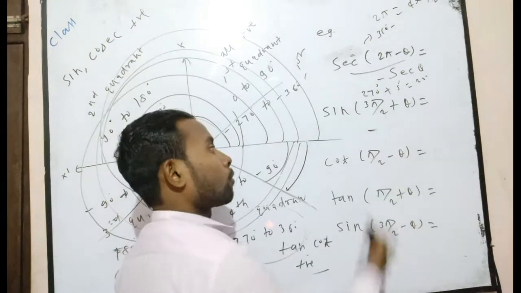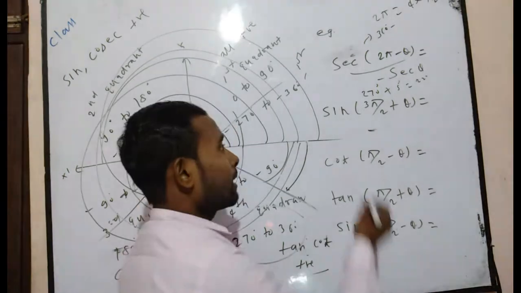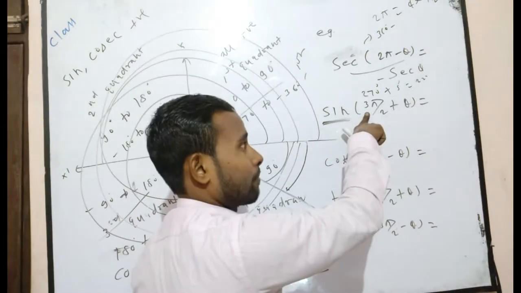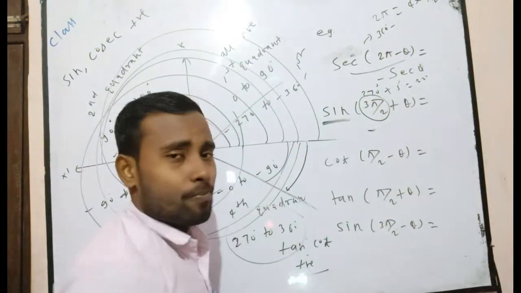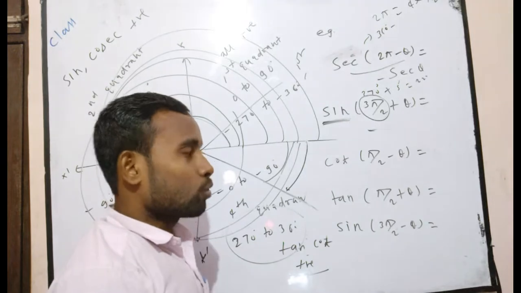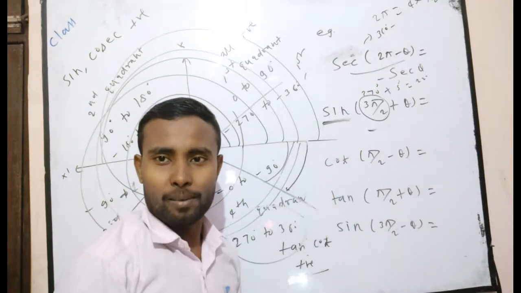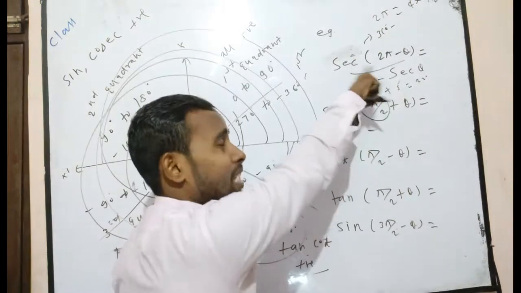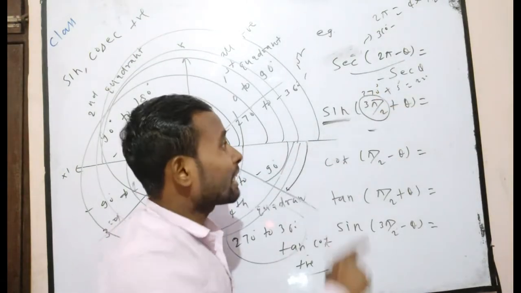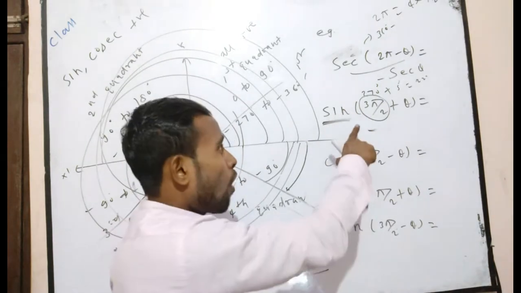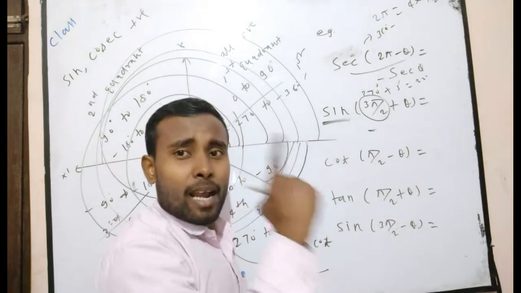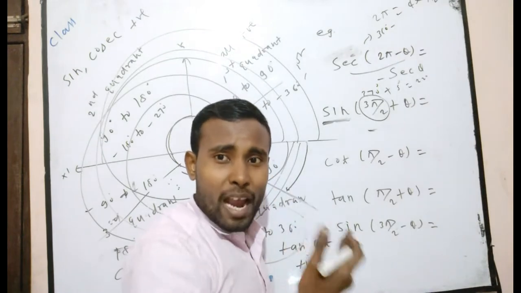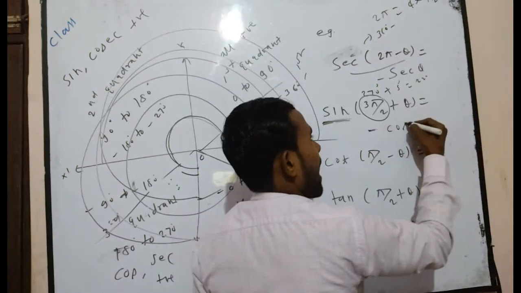Now you have to write the function. How? Simple. It is sine. And here you observe that this angle is an odd multiple of pi by 2, so you have to choose the complementary of the sine function. In case of even multiples, you always take the same function of theta. But in case of odd multiples, you always choose the complementary function of the given function. Here it is given sine, and the complementary function of sine is cos. So you have to write here minus cos theta.